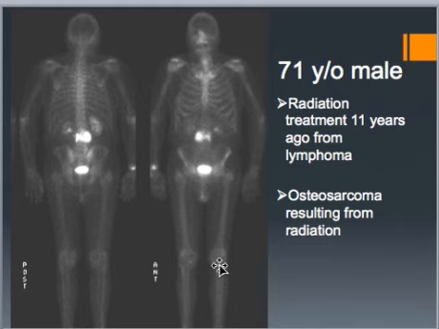This patient is a 71-year-old male patient that had radiation treatments 11 years prior to this image, due to lymphoma. And then the patient unfortunately developed osteosarcoma from the radiation in their lumbar spine. So you can see some of the tracers in the kidneys, normal, bladder, normal, right, because that's filtering out. But right here, there's this large, bright hot spot right in the lumbar spine. That's the osteosarcoma.